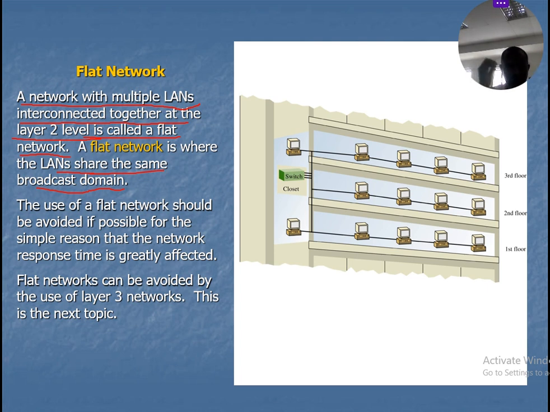So there is a slowdown in the processing time of all the computers on the network. So we should find a way to connect computers in a network without doing a flat network. A flat network slows down computers' performance ultimately in a network. Flat networks can be avoided by the use of layer 3 switches. This is one way we avoid the flat network.